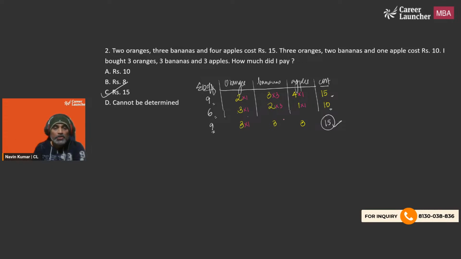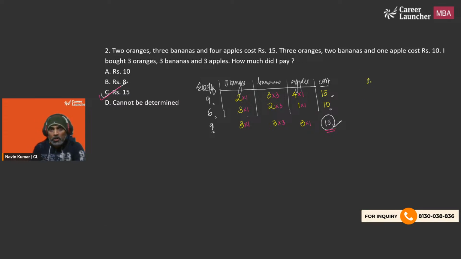So 3 into 1, 3 into 3, 3 into 1. So this is 9 plus 3 plus 3, 9 plus 6, 15. Perfectly, it makes sense, right? There is again another way to solve this.